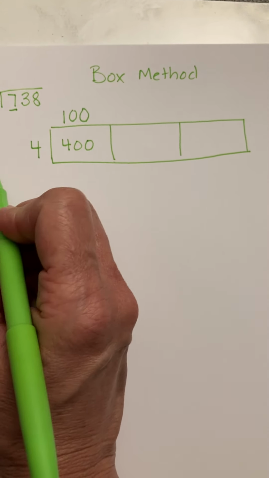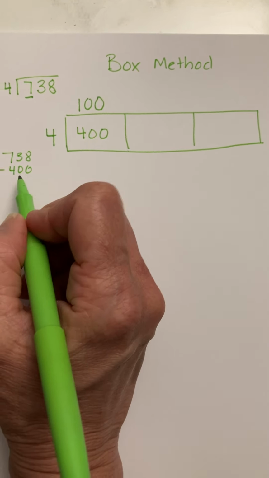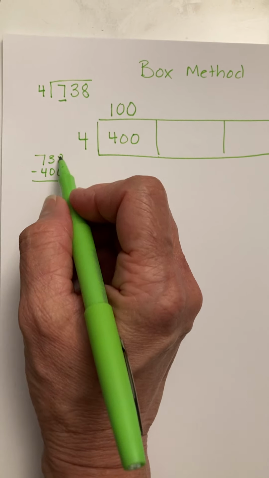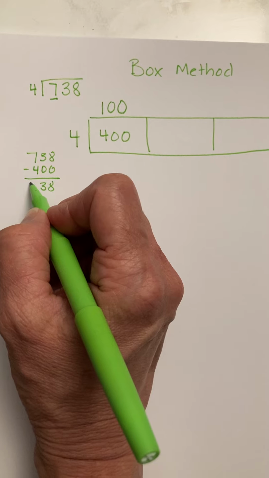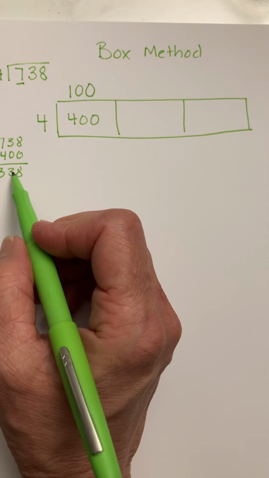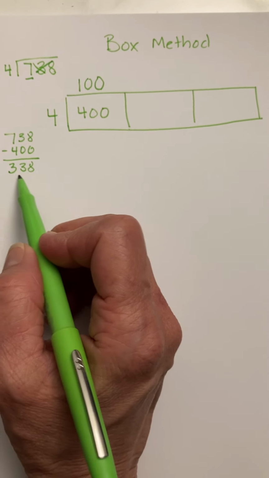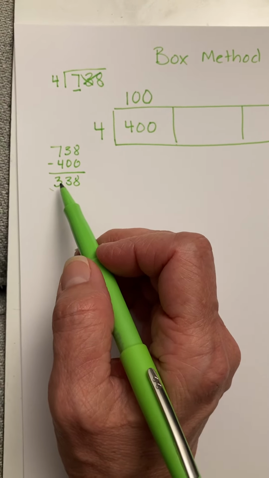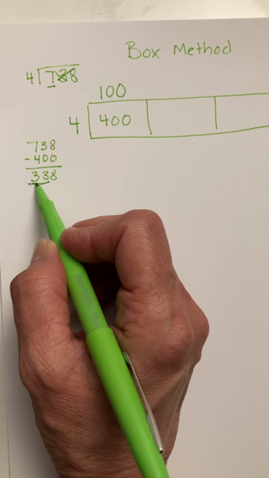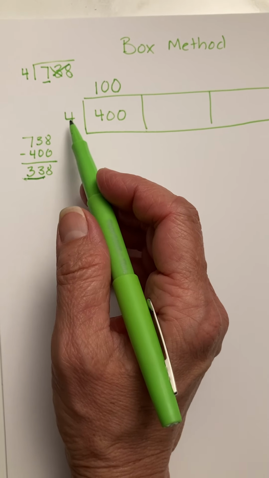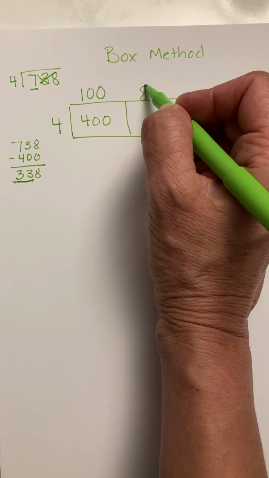So on the side, I'm going to do a little bit of math. 738 minus 400 is 8 minus 0 is 8, 3 minus 0 is 3, 7 minus 4 is 3. So now that I have this, I'm not going to be looking at this anymore. I'm going to be looking at what I have left after I subtract it. So how many times does 4 go inside 33? And I know that 4 times 8 is 32, so I know that it goes in 8 times.